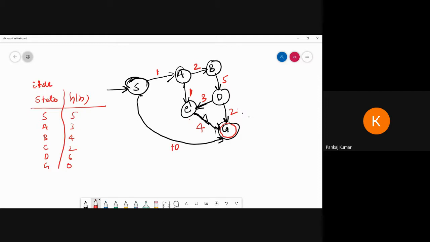So we can search for the heuristic value of A, then we can search for the heuristic value of G, then we can search for this one and this one. Then we can get a solution. So this one is the BFS. I'm talking about the best first search.